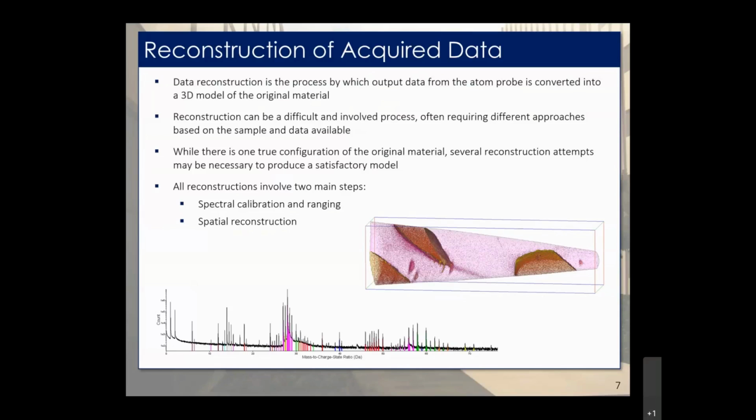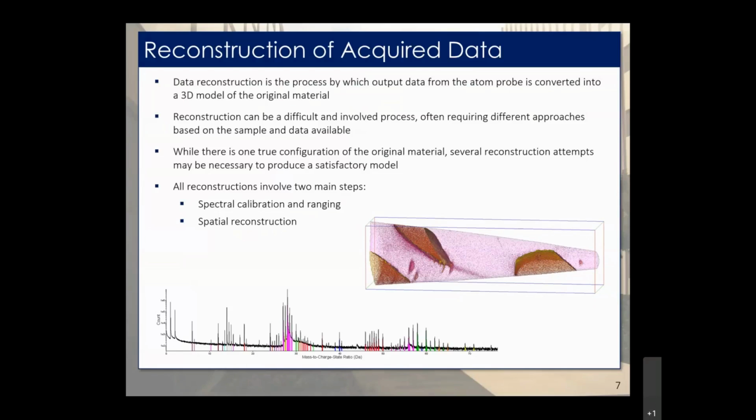Sometimes reconstruction can be an iterative process where you build a reconstruction, do a bit of analysis, and maybe see areas where the reconstruction isn't perfect, something that needs to be changed. You go back, try to improve it, maybe bring in more data to help. Also, sometimes you can just never really get to that perfect model of your material, both because of limitations in the resolution of the atom probe, but also limitations in the field of operation and reconstruction process.